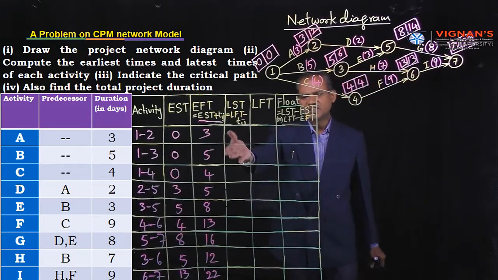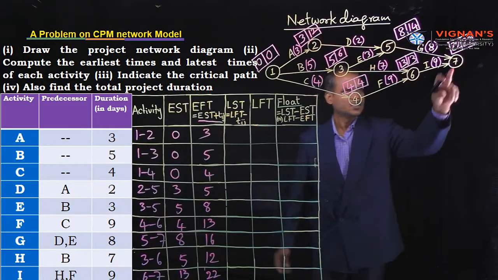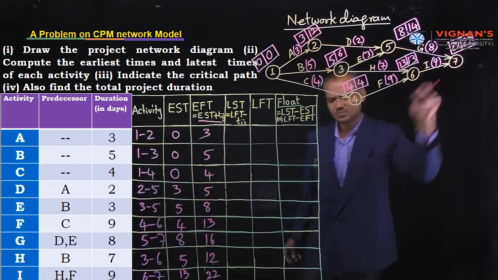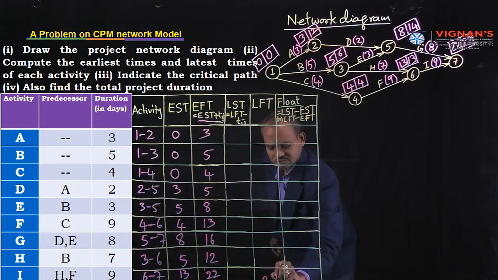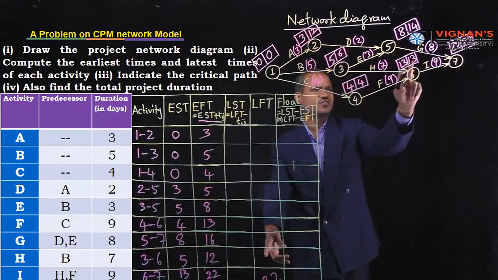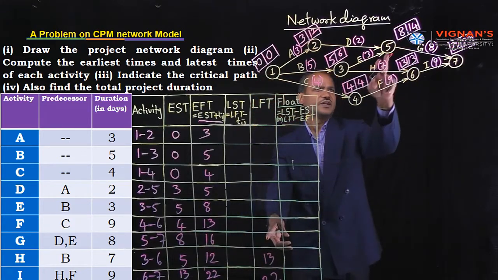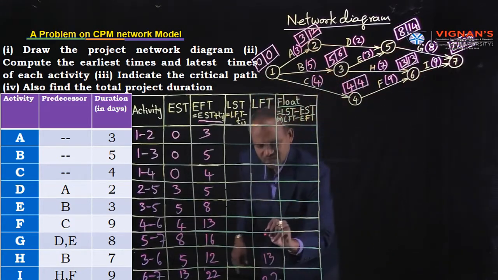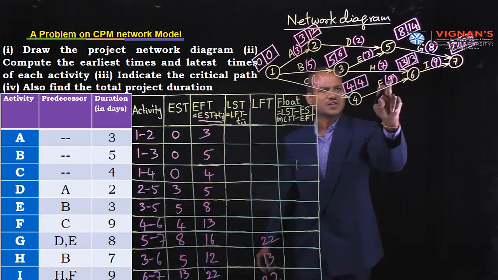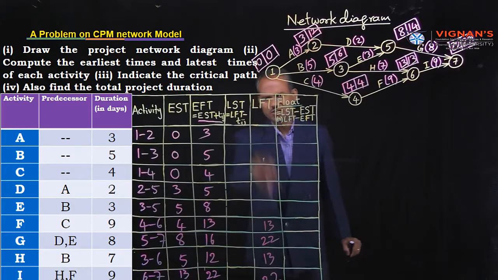So next we are going to fill this table. First fill LFT values, latest finish times. So we can start from 6, 7, G activity, 22, LFT. Next, 3 to 6. Where is 3 to 6? LFT is 13. 5 to 7. Where is 5 to 7? 22 LFT. 4 to 6. 4 to 6, 13. First fill all the LFT values.